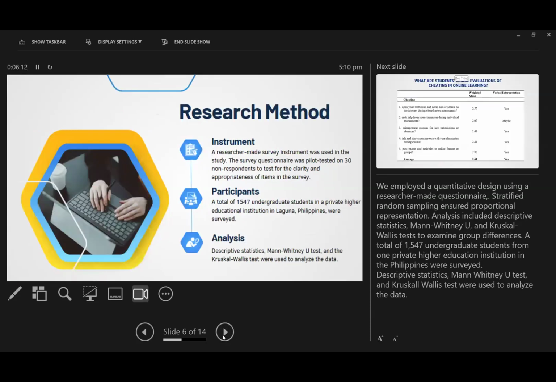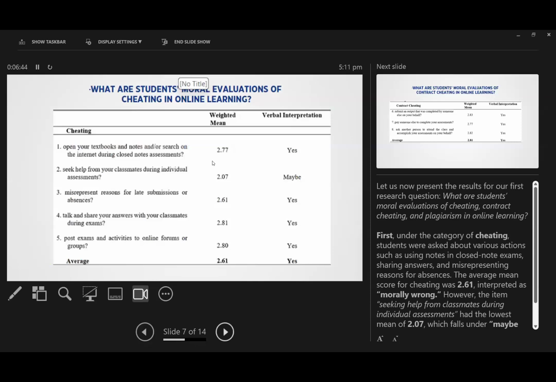We employed a quantitative design using a researcher-made questionnaire. Stratified random sampling ensured proportional representation. Analyses included descriptive statistics, Mann-Whitney U Test, and Kruskal-Wallis Test to examine group differences. A total of 1,547 undergraduate students from one private higher education institution in the Philippines were surveyed. Let us now present the results for our first research question. What are the students' moral evaluations of cheating, contract cheating, and plagiarism in the context of online learning?